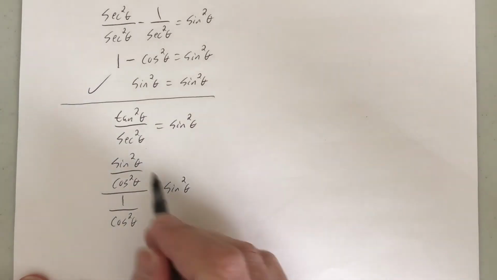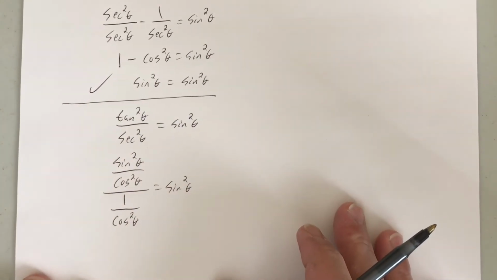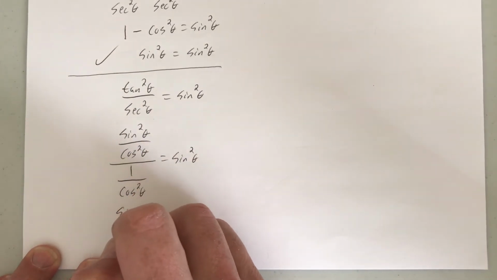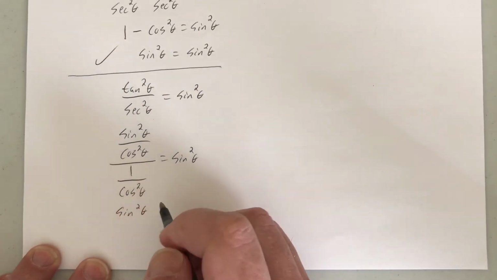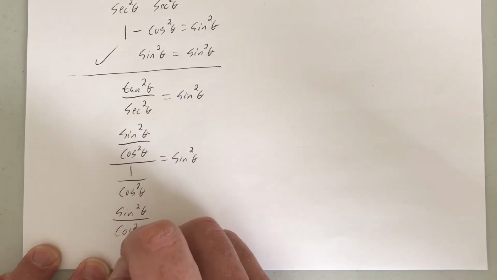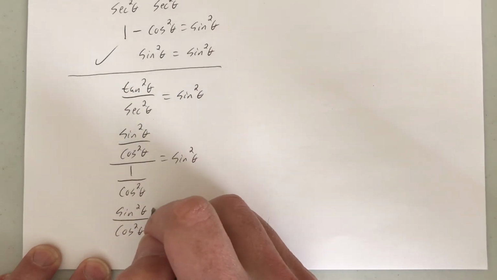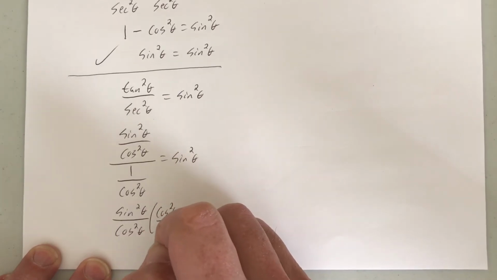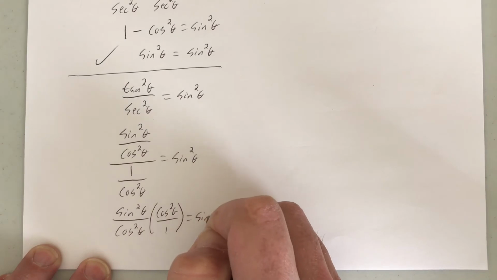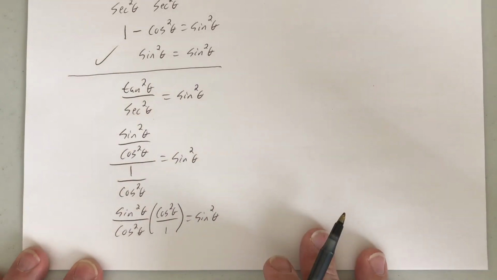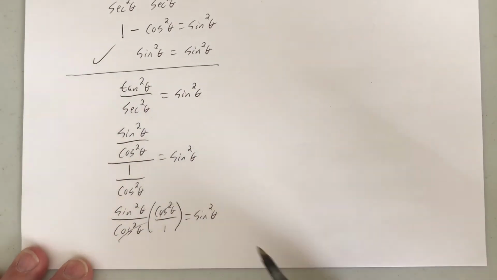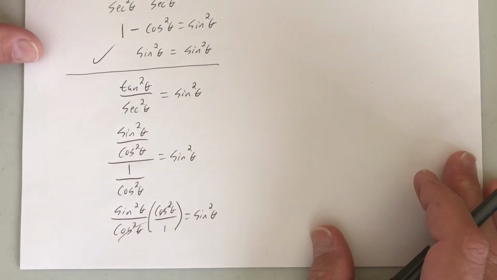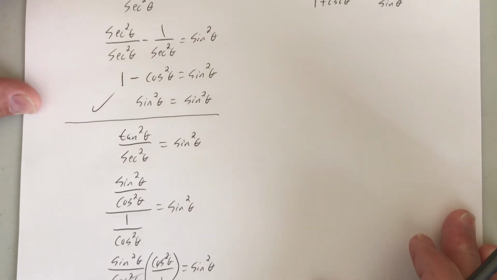And then when you go ahead and flip and multiply, that would give you sine squared theta over cosine squared theta, and then you would multiply by the reciprocal, which would be cosine squared theta over 1 is equal to sine squared theta. And of course you can see where this is leading. I'm running out of paper. This would reduce and you would get sine squared is equal to sine squared. So you can see there's different routes. It depends on what you see.